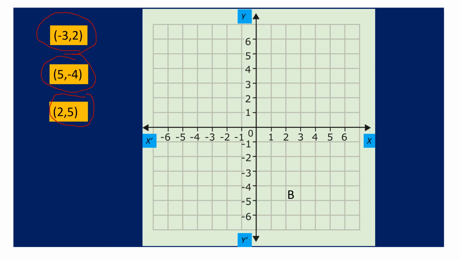So minus 3, 2. First is minus 3, 2. So let's plot this one first. Minus 3, 2. You can see that the x coordinate is minus 3. So let's take minus 3. Where is minus 3? Minus 3 is here. And where is 2? 2 on the y-axis. So 2 is here, 2 on the y-axis, right?